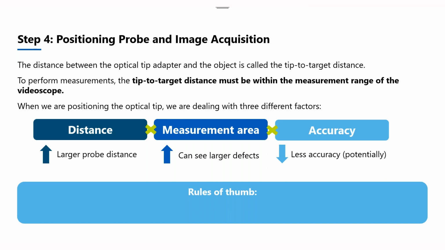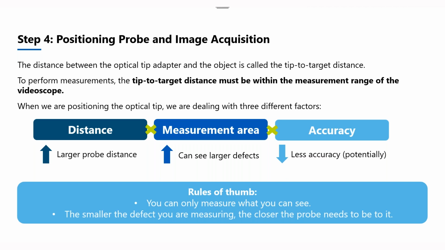So I have essentially less resolution of the defects. So the rule of thumb for positioning the probe is number one: you can only measure what you can see. So if you want to measure something that is very small and it looks very small on your screen, it's difficult to measure. If the defect is really small, try to get closer. So it's very simple to understand that if you want to measure something, make it a decent size on your screen.